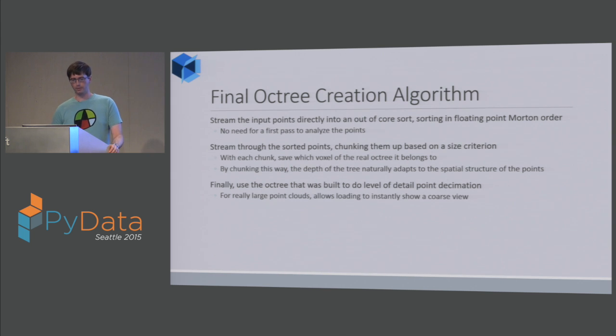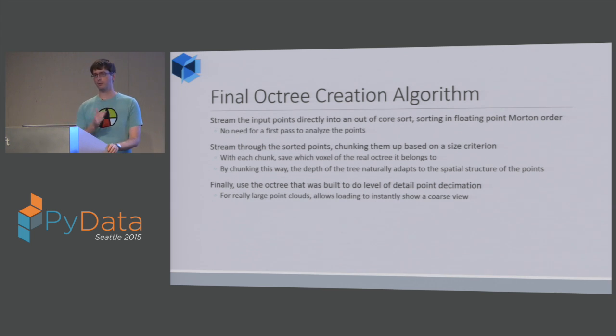So the final algorithm is you have your input points coming from somewhere, and you stream them directly into the sorting algorithm. If it's out of core, you'll be streaming them into something that makes sorted chunks and then does an external merge on that. If it's all in memory, you fill it, you sort it. You don't need to do one pass and then a second pass. It just goes straight into that phase of the algorithm.